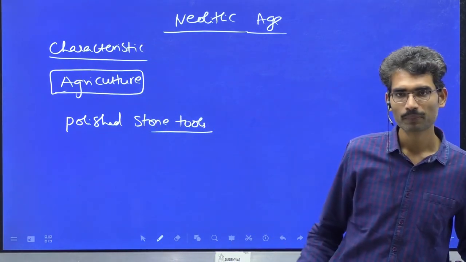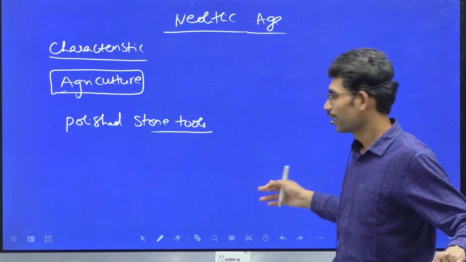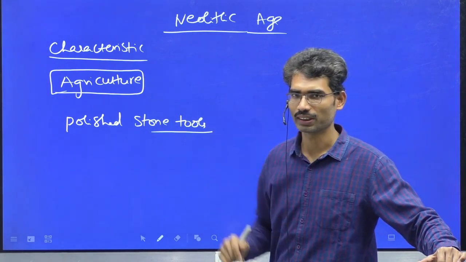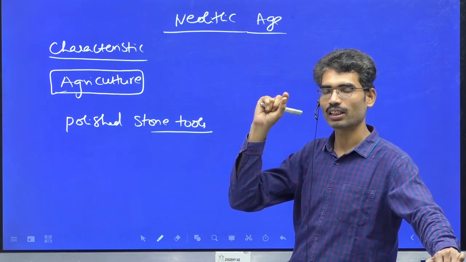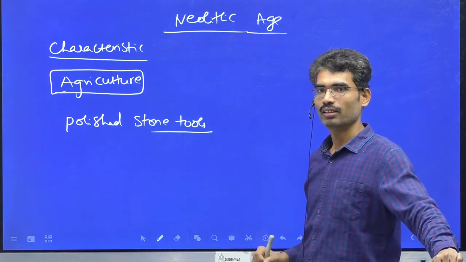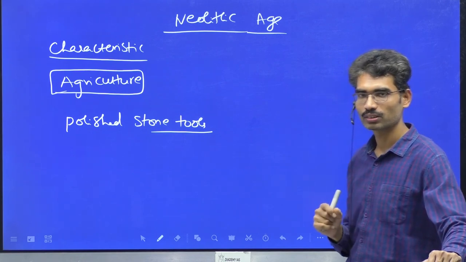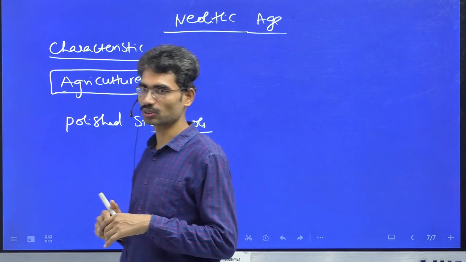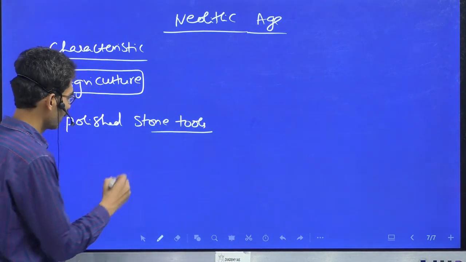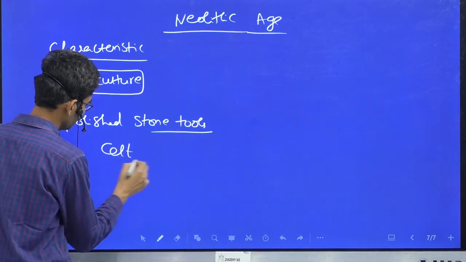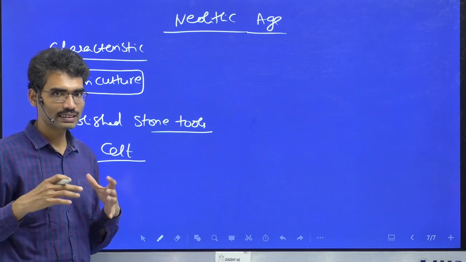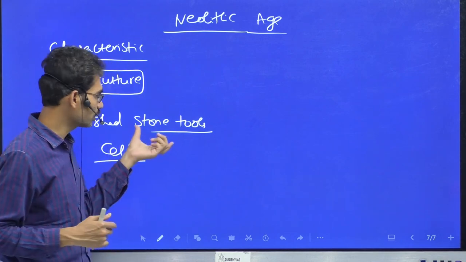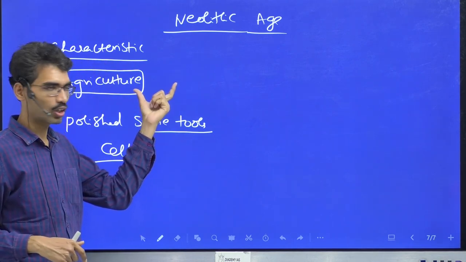When it comes to stone tools, in Paleolithic they were large stones, boulders, very crude in nature. When it comes to Mesolithic, according to the requirement, they made small stone tools. But by Neolithic, they started polishing the stones. For example, a stone tool called celt. It is like a sickle type, and these stone tools were utilized for growing the crops.